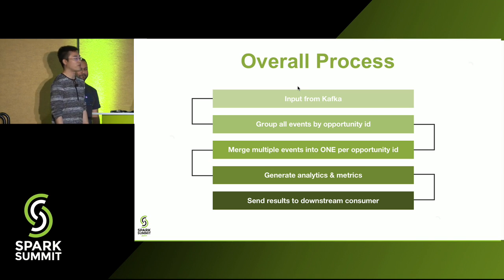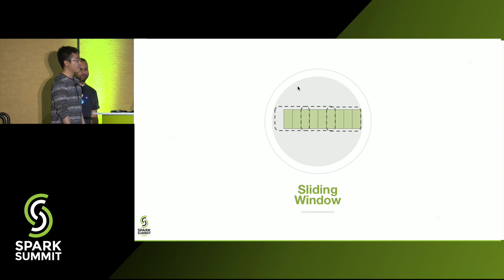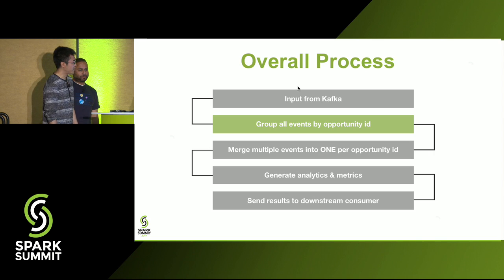So that's our overall process. And next, I'm going to talk about the first key technical challenge for us to implement it in Spark, which is a sliding window. So the sliding window fits here in the second step of our process, where we group all events by the opportunity ID.